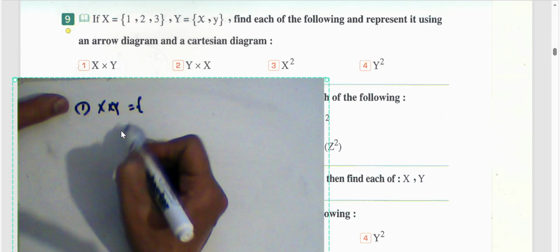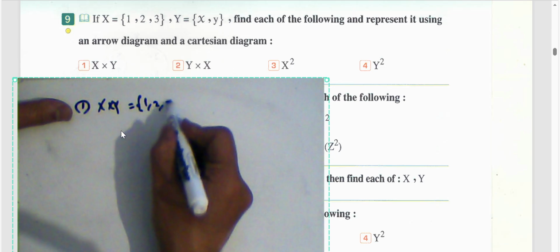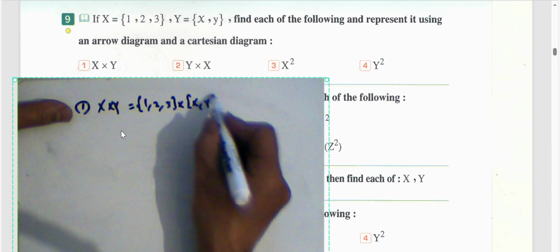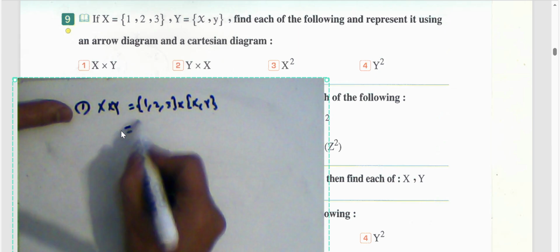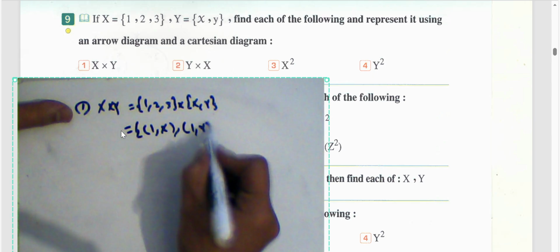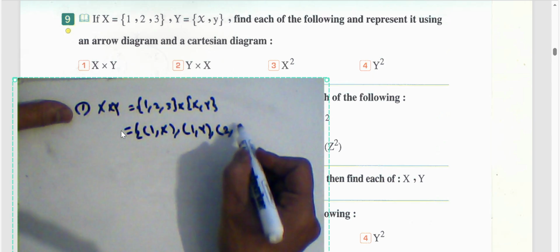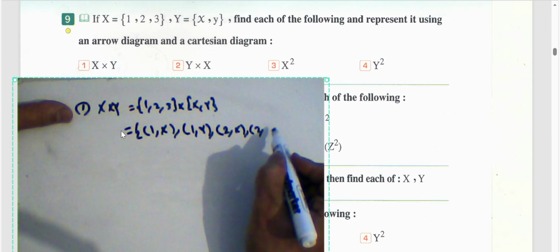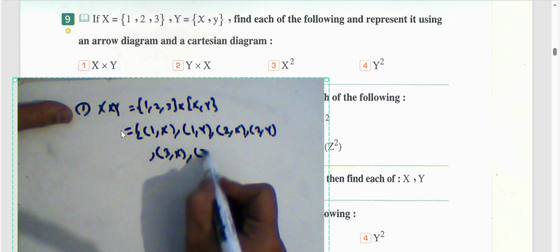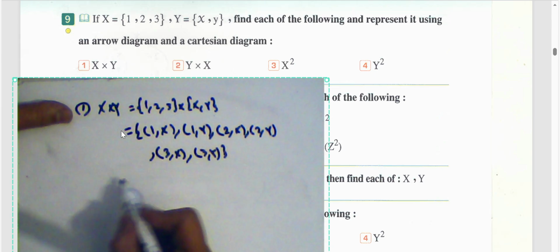You can write the element of x: 1, 2, 3, with y. Y was x and y. You can write the Cartesian product, the first order, 1 with x and 1 with y, 2 with x and 2 with y, and then 3 with x and 3 with y.